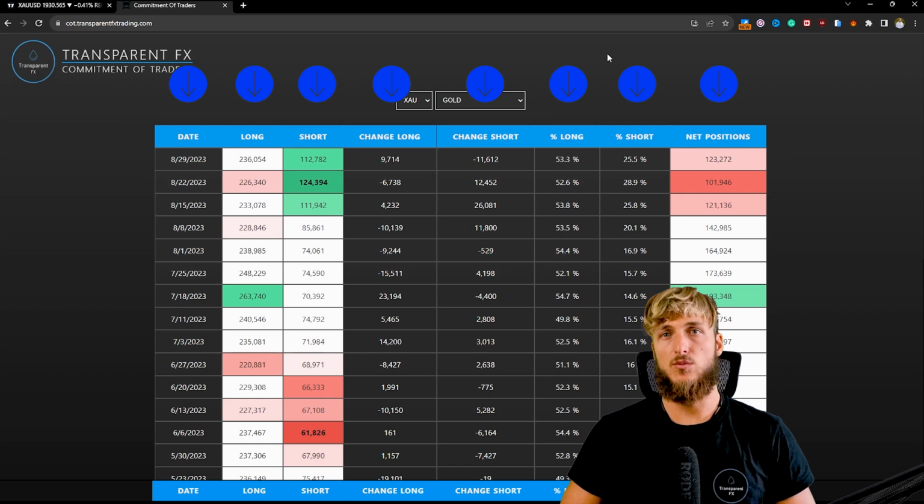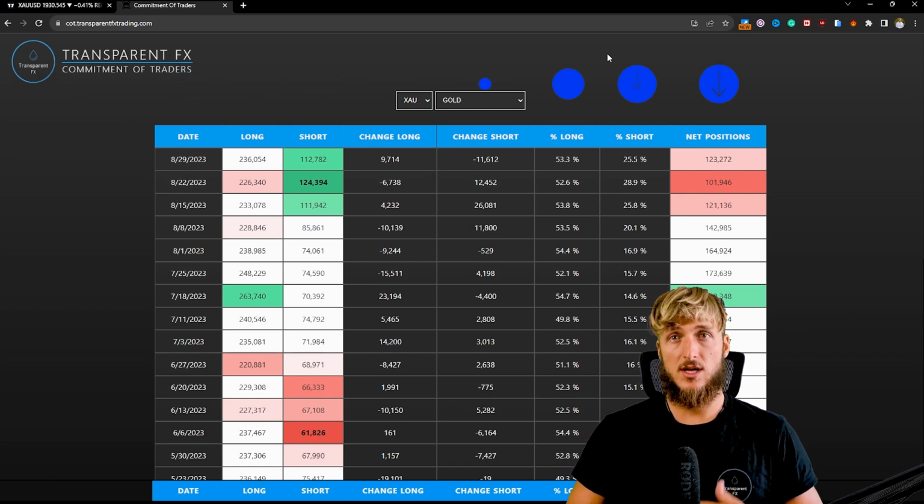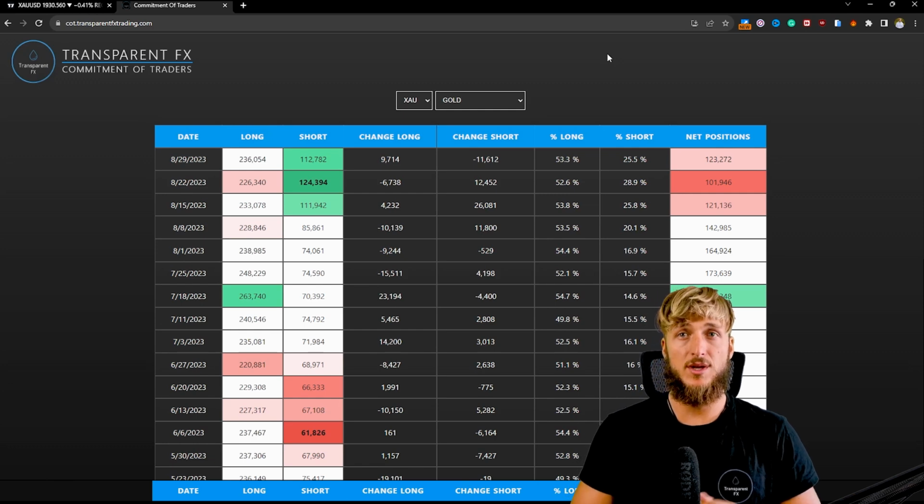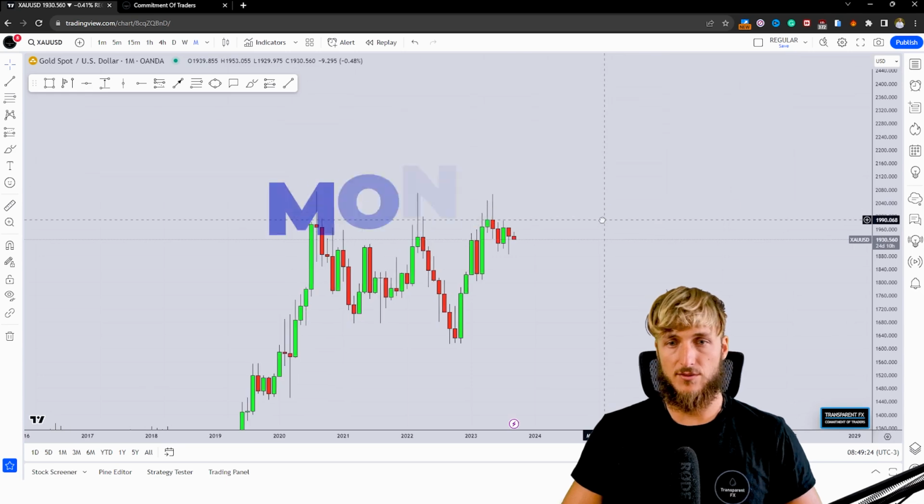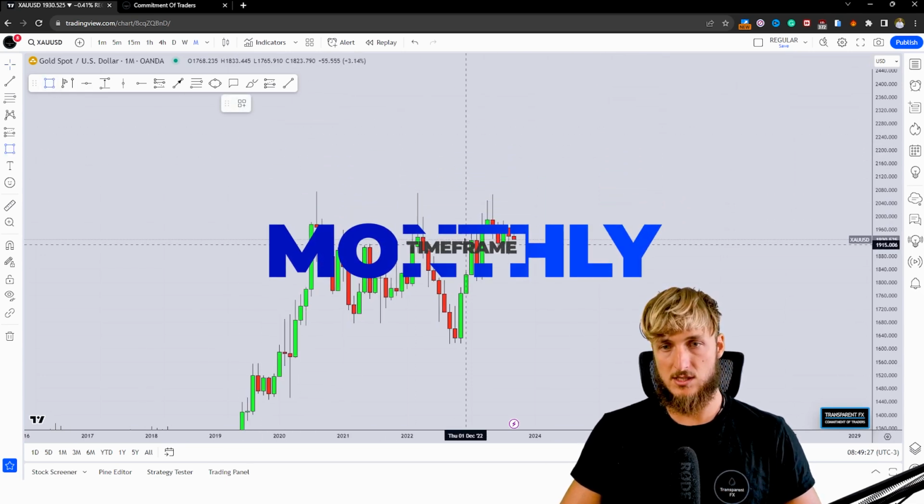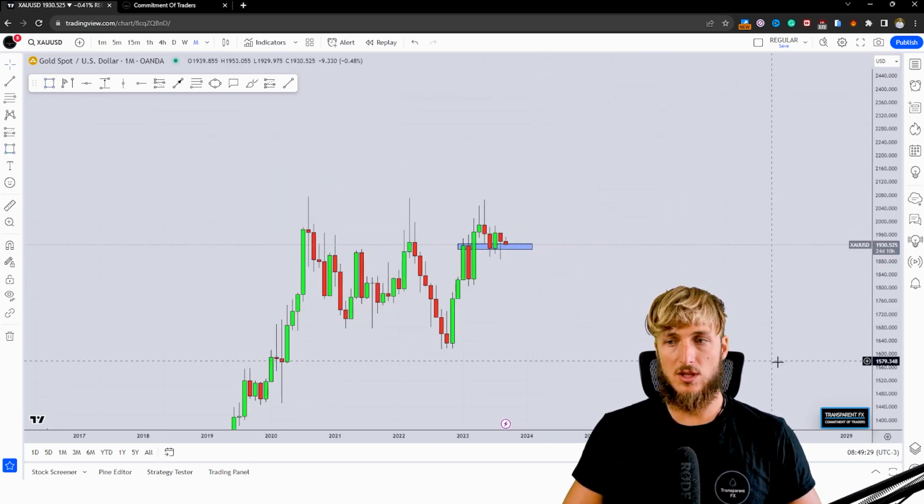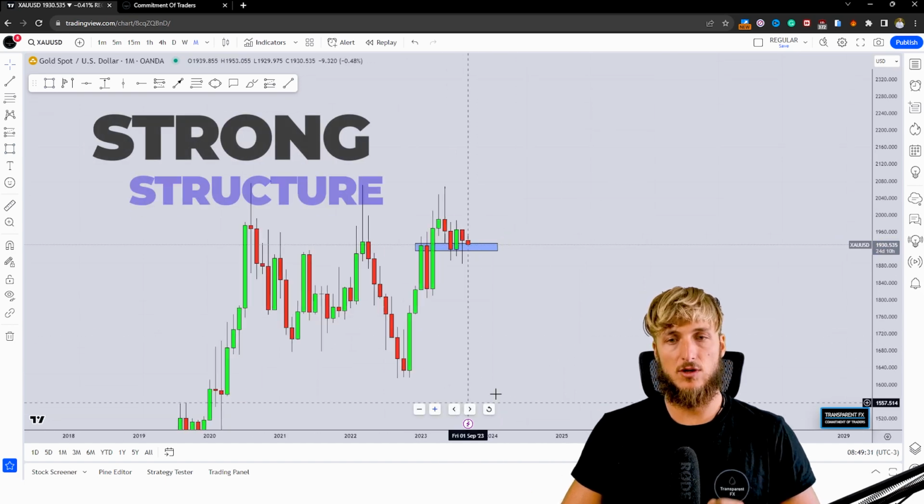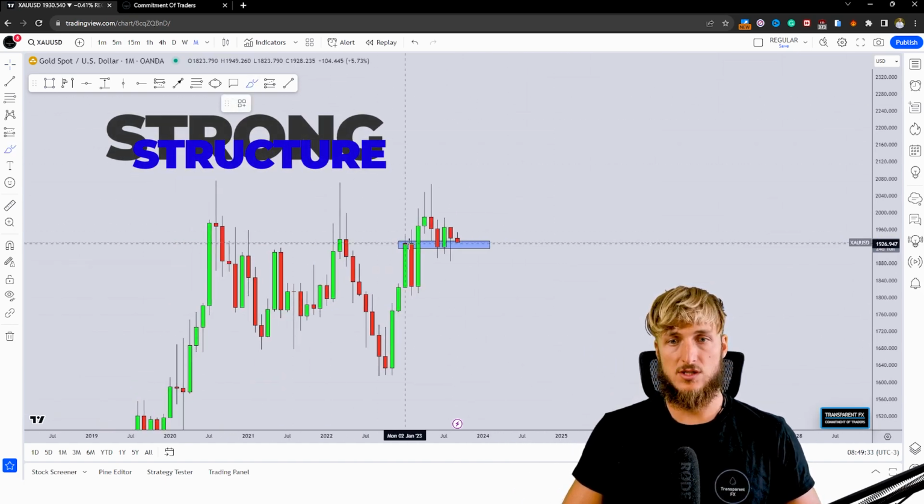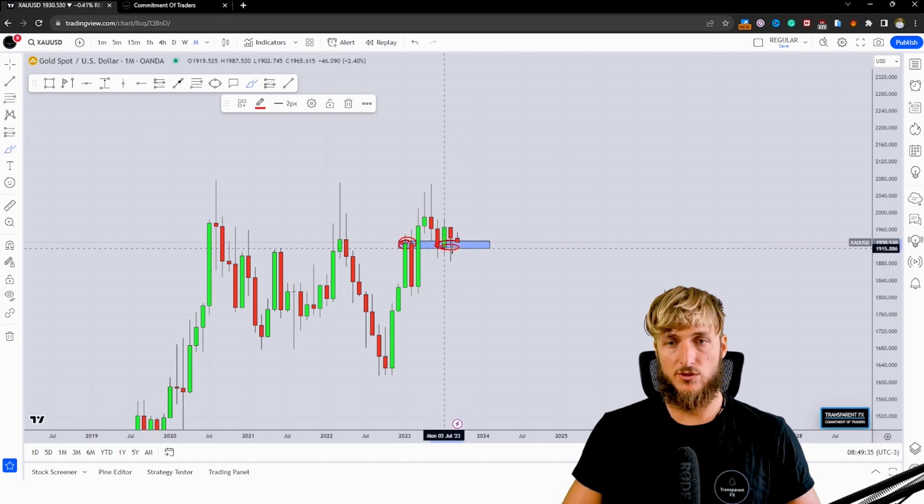And by the end of the video, by using a combination of these two different types of analysis, we will try to understand where we have the highest probabilities for the next potential move here on this pair. Now, starting from the monthly time frame, what we can see is that we have a market which is currently testing a quite significant level of previous monthly resistance, which has now turned support.